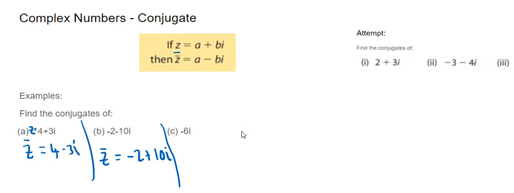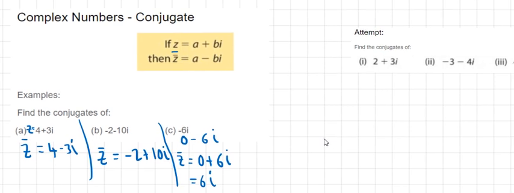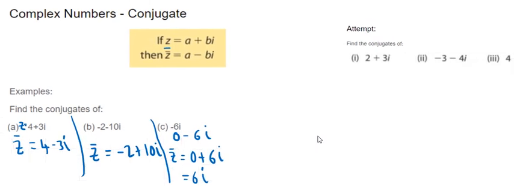Question C then is minus 6i, but we know that's the same thing as 0 minus 6i. So if I find the conjugate, z with a line over it, it would be 0 plus 6i, and that's just the same thing as 6i. So the conjugate of that would be 6i. So we just change the sign in the middle. That's all we do to find the conjugate.